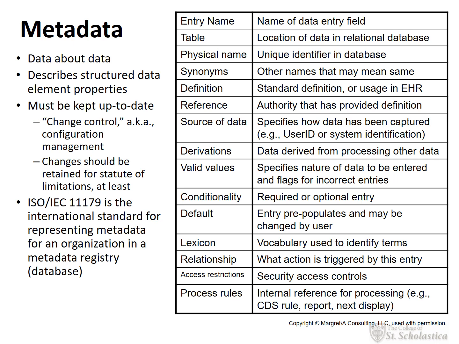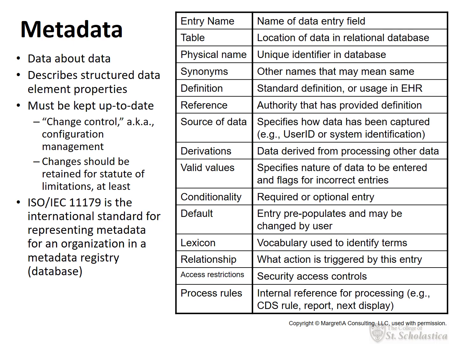Derivations. Data derived from processing other data. So does this data come from some other source? Age, for example, can be calculated by comparing today's date against a birth date. Valid values specifies the nature of data to be entered and flags for incorrect entries.